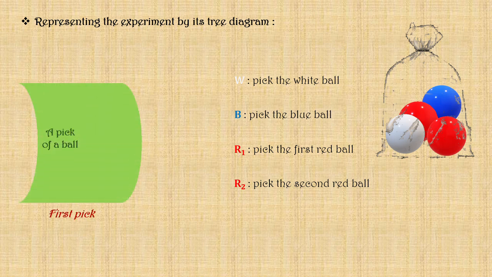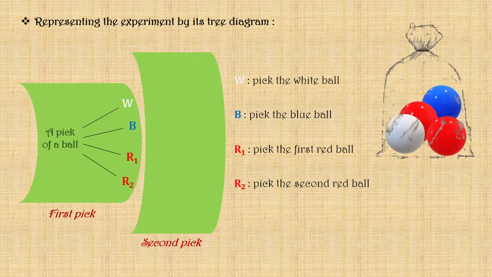Now, for our first pick of a ball, we may get a white ball, hence the event W to happen. Or a blue ball, which means the happening event is B. Or the first red ball, hence the event R1 to happen. Or the second red ball, which means the event R2.